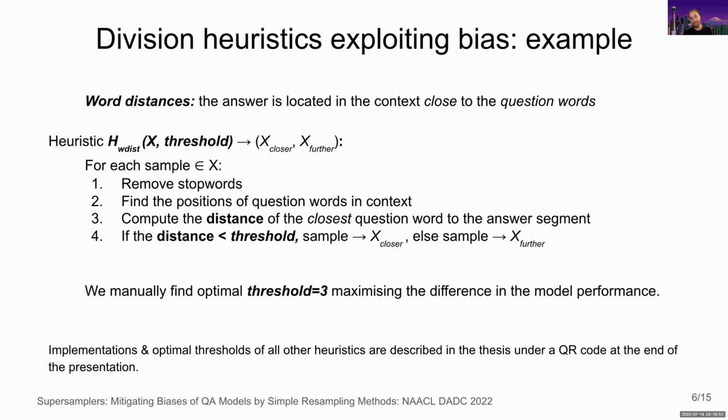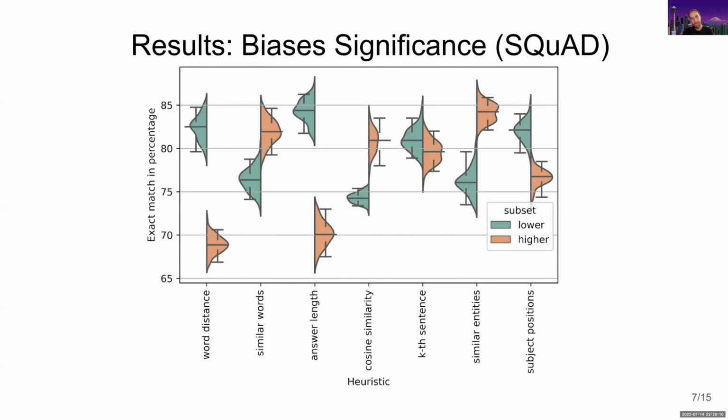So if this segment is closer than a threshold from the answer, its sample falls into the closer group. And if it's further, or in other case, it falls into the further group. We find the most distinctive threshold by a maximum difference of model performance between the groups categorized by SQuAD. These are the distributions of the bootstrap performance of BERT-based model trained and evaluated on SQuAD.